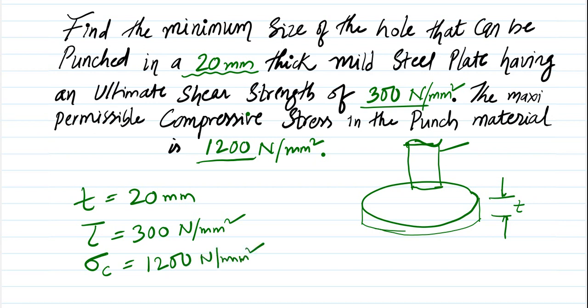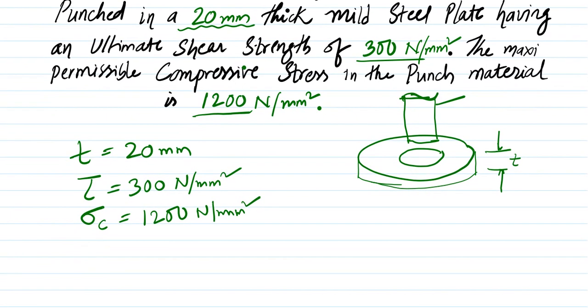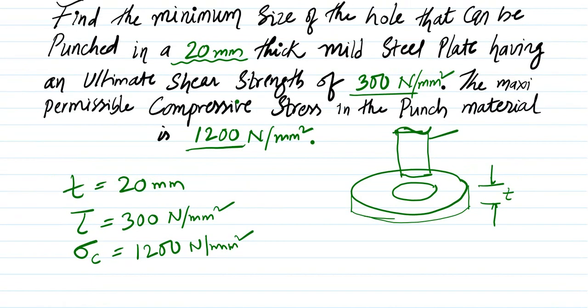So now the question is, what is the minimum size of the hole that can be punched in a 20 mm thickness? So the minimum hole that can be punched in this thickness of the plate having these stresses, that you need to find out. So let us say D is the diameter of the hole, the size of the hole that you need to find out.